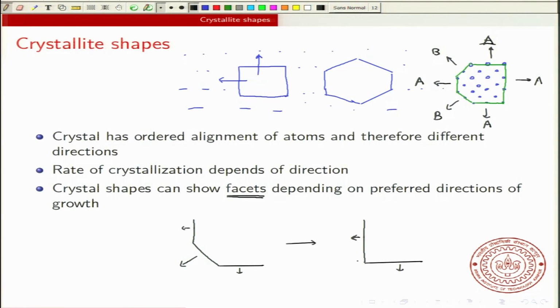And what I wanted to say here briefly is that the shape of the crystallite is really a function of which directions grow fast and which directions grow slow. There are other factors governing the equilibrium shapes of crystals, which I won't talk about in this lecture.